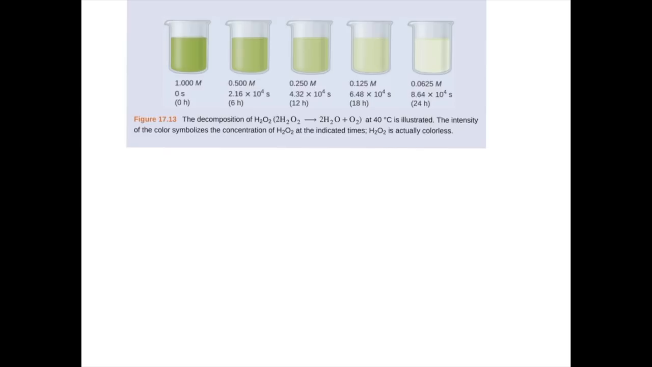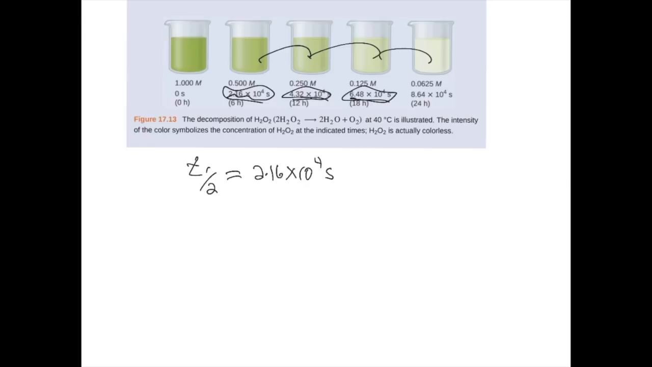And so we know that the half-life is 6 hours, and let's do this in seconds. So we know that the t1/2 is equal to 2.16 times 10 to the fourth seconds. And we know that because that repeats over and over again. Every 2.16 times 10 to the fourth seconds, it gets cut in half again and again and again.